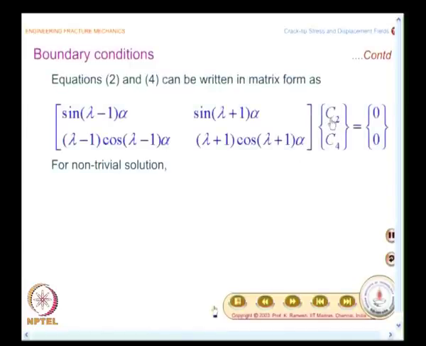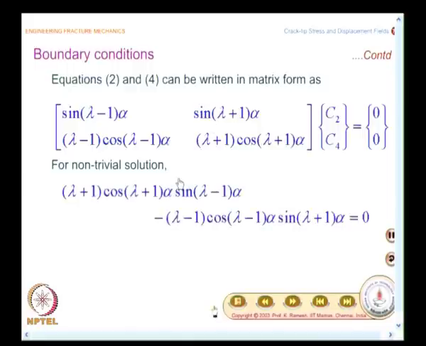And when I group the coefficients C 2 and C 4, I could cast this basic equation: sin lambda minus 1 alpha, sin lambda plus 1 alpha, and you have lambda minus 1 cos lambda minus 1 alpha, lambda plus 1 cos lambda plus 1 alpha, multiplied by C 2 C 4, which is 0 0 here. For a non-trivial solution, the determinant should go to 0, and this could be written in a fashion convenient for simplification. You group all the terms involving lambda and take out this one. From that, it is possible for you to simplify this as minus lambda sin 2 alpha plus sin 2 lambda alpha equal to 0.